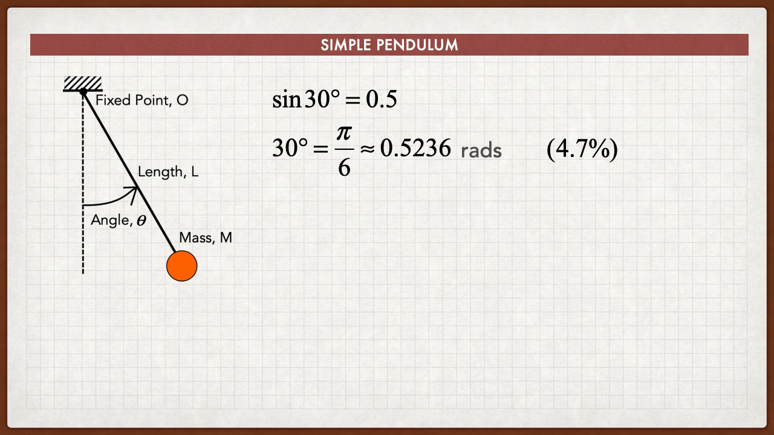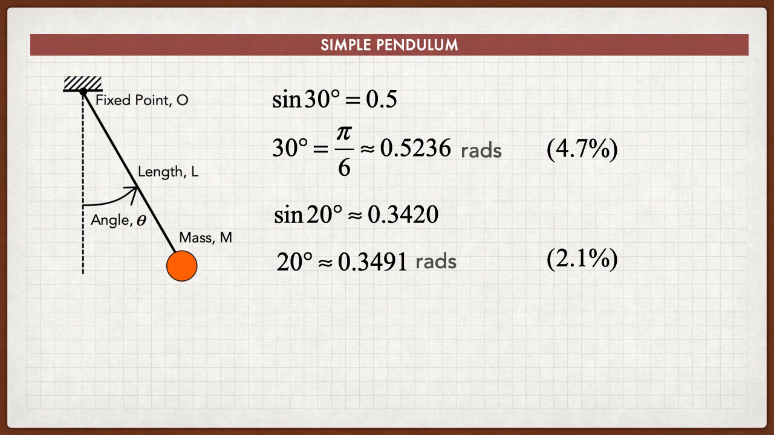Let's try smaller angles. How about 20 degrees? Sine 20 is about 0.3420. 20 degrees is about 0.3491 radians.